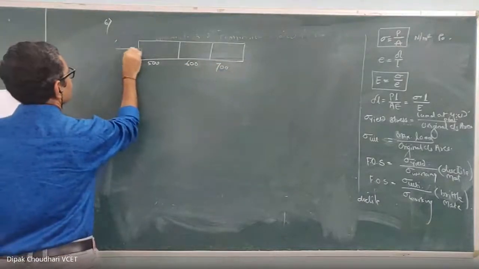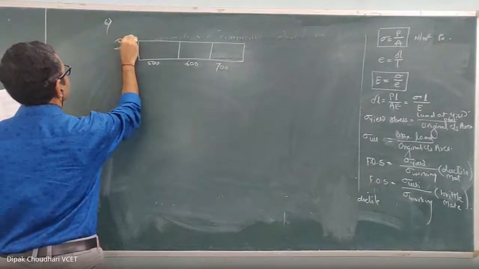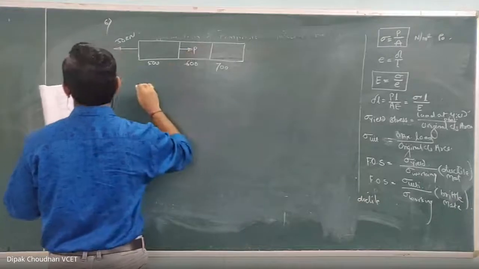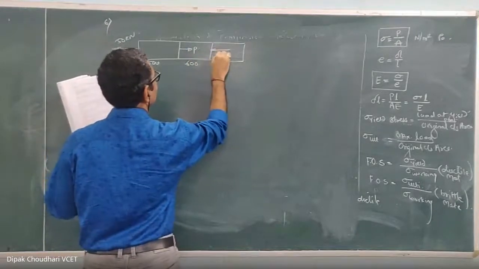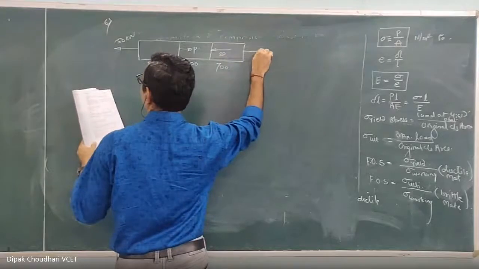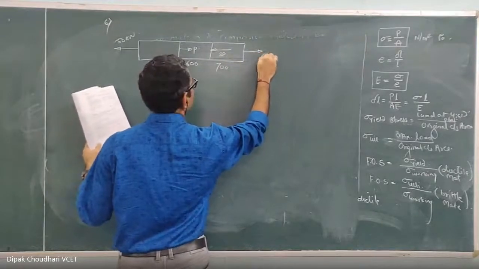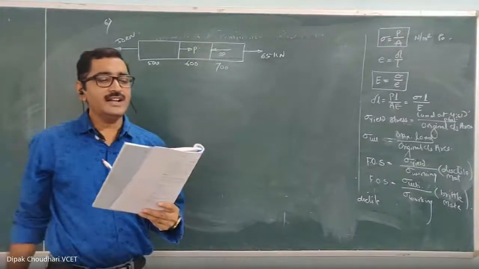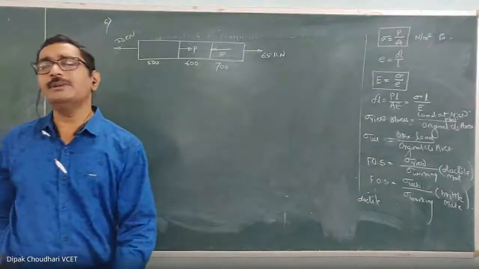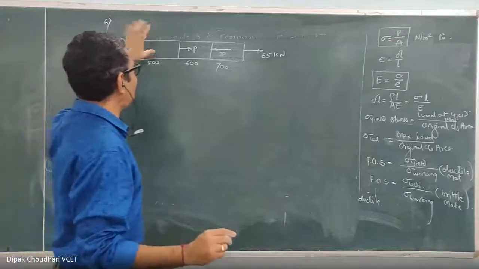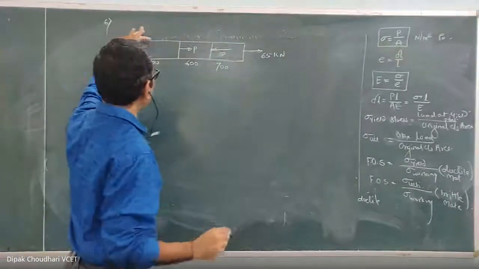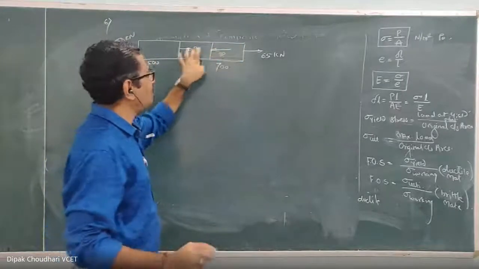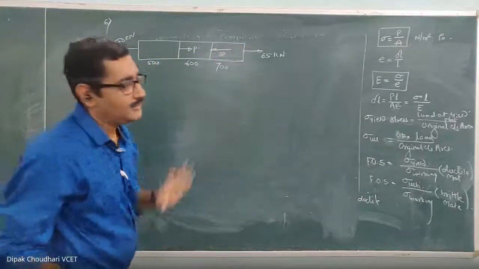It is subjected to 50 kilonewton on the left side. At the intermediate point, one force P is there, P of 30 kilonewton. And at the extreme right, the force is 65 kilonewton. Okay, this figure is given. And it is given that a circular bar having 200 millimeter square cross-sectional area, even though 3 parts are there, the cross-sectional area is same. Axial forces are varying because of these intermediate forces in this part.